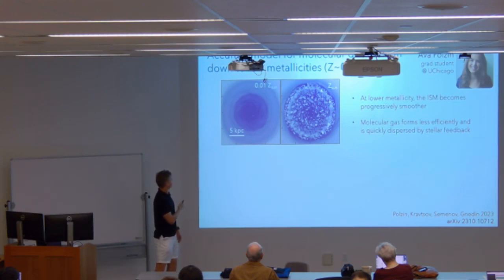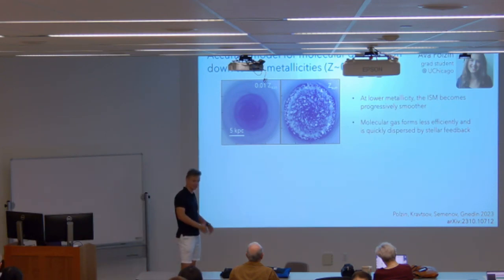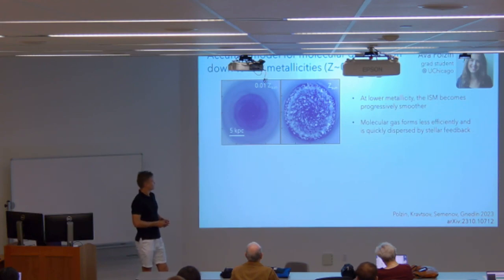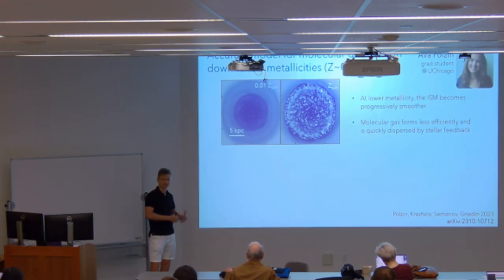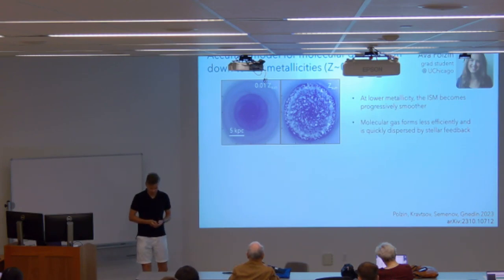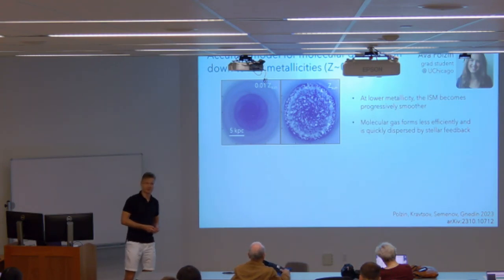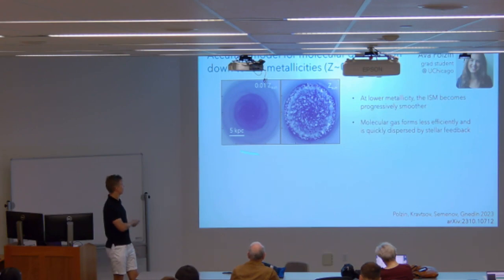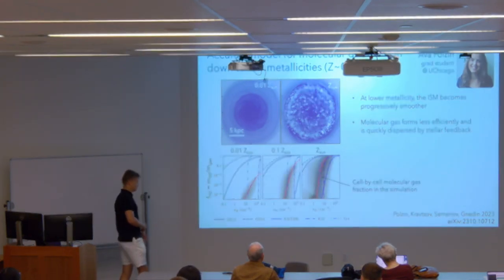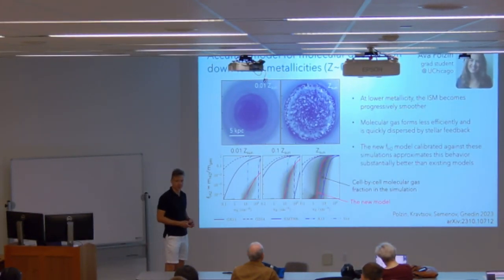you can see that the ISM becomes progressively more smooth, so the formation times of cold gas and molecular gas become longer, and the molecular gas becomes quickly dispersed by stellar feedback on a timescale shorter than it can form, and as a result, the abundances of molecular gas in this low metallicity environment become very low.